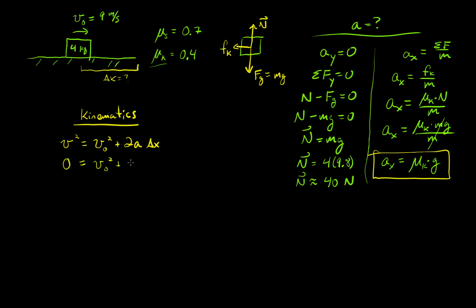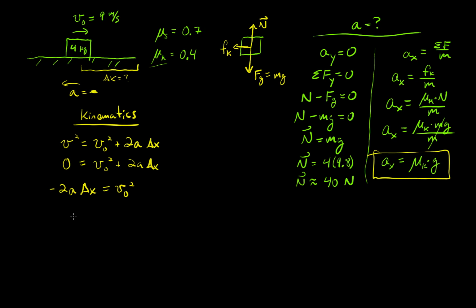V naught squared plus 2a delta x. So I would subtract this over. Negative 2a delta x equals v naught squared. And then we'll take the square root. But you might be thinking that it's going to be a square root of a negative, but it's not, because this acceleration is negative. Since it's slowing down and the force is in this direction, then the acceleration is in that direction, so it's a negative value.